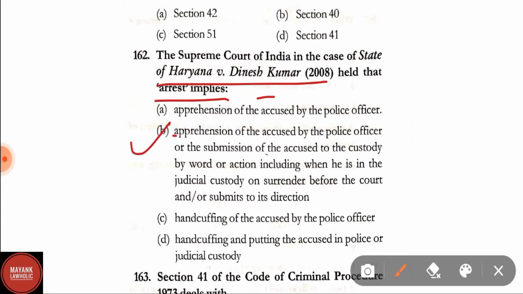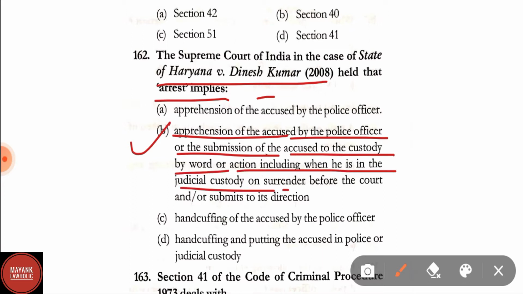Supreme Court of India in the case of State of Haryana versus Dinesh Kumar held that arrest implies apprehension of the accused by the police officer or the submission of the accused to the custody by word or action, including when he is in the judicial custody, on surrender before the court and or submits to its direction.